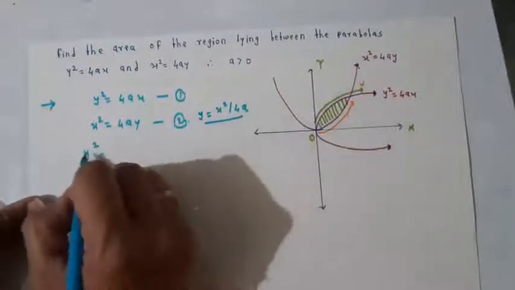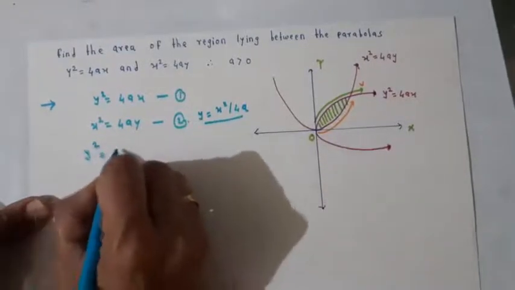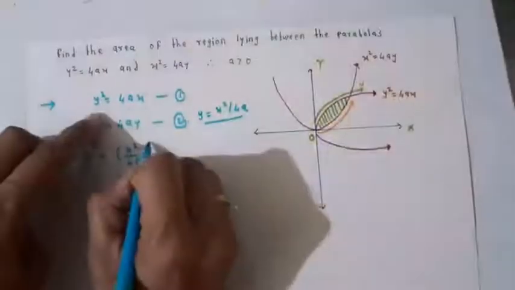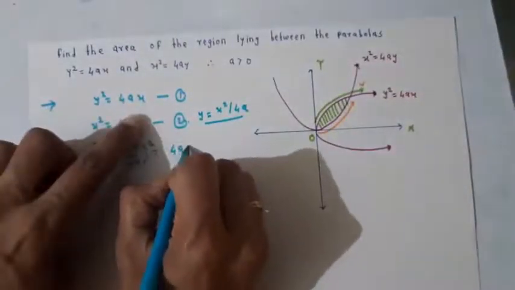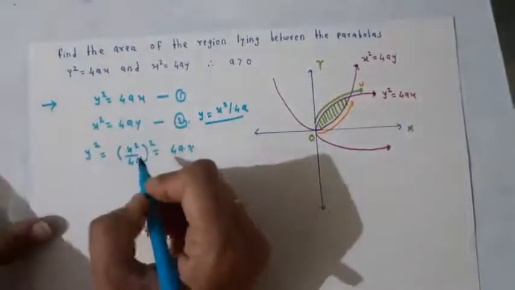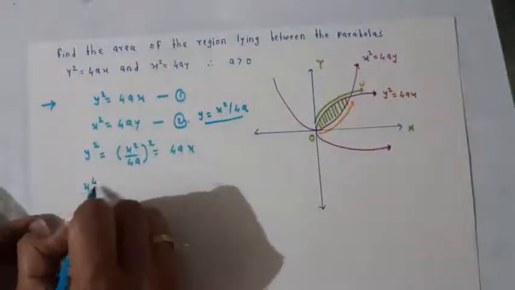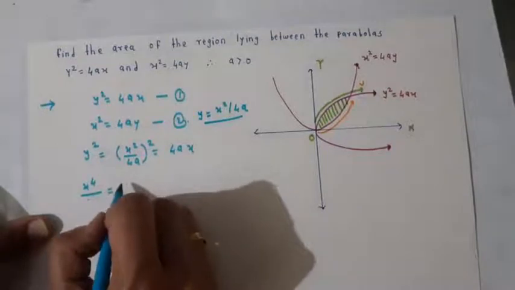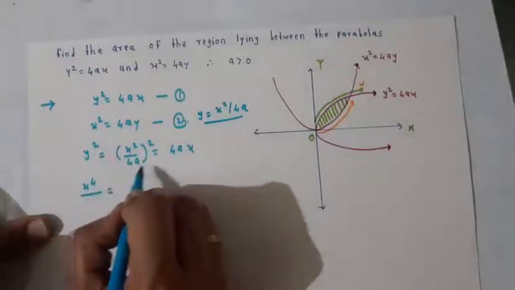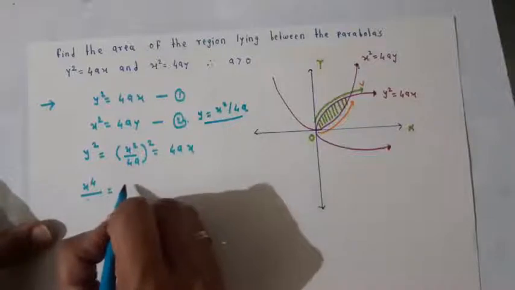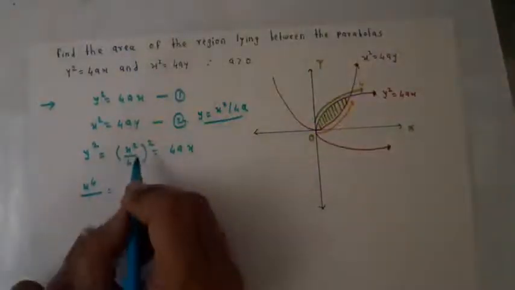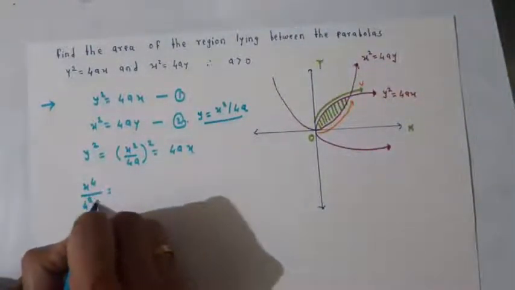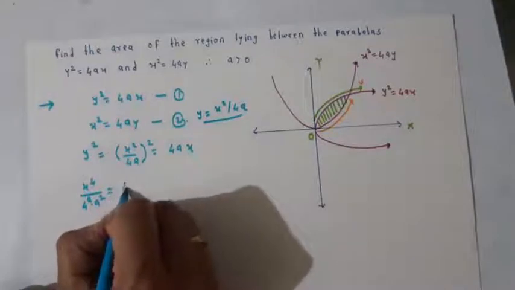Equation 1 becomes y square, that is x square upon 4a whole square, equal to 4ax. So we put here the value of y, and now this is x raised to 4 upon 4 square into a square, equal to 4ax.